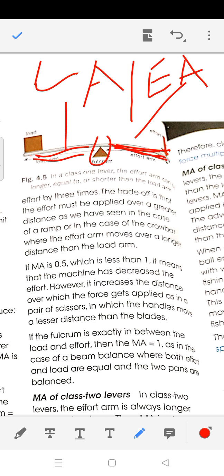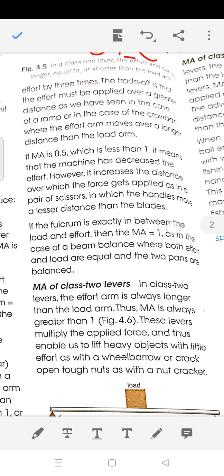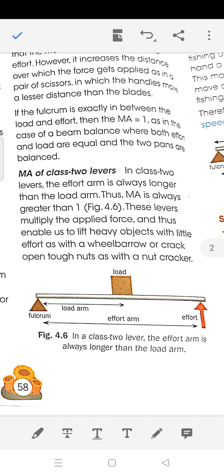If the effort arm is bigger than the load arm, in that case the mechanical advantage will be greater than 1. And if the load arm is bigger, the fulcrum is towards the effort and the load arm is bigger, in that case the mechanical advantage will be less than 1. So in class 1 lever, the mechanical advantage can have any value, less than 1, greater than 1 or equal to 1.